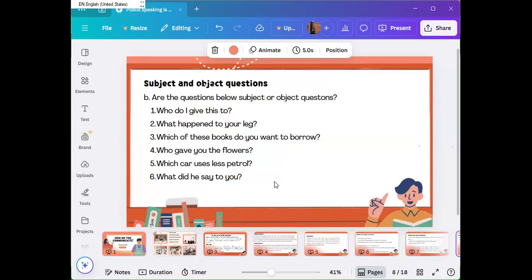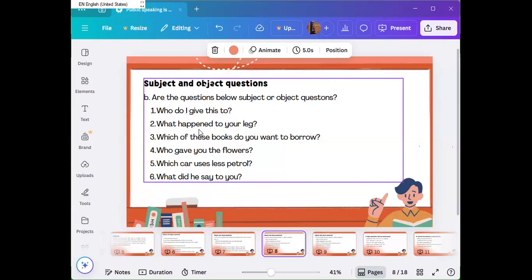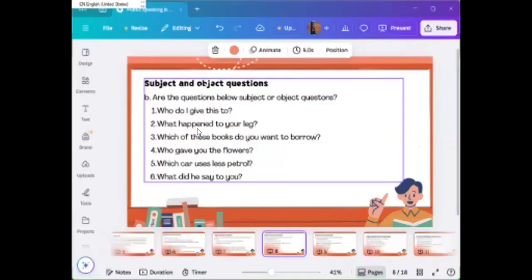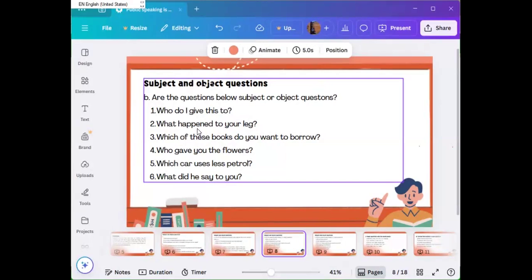Okay, next one: are these questions subject questions or object questions? You have to divide. So number 1, who do I give this to? Who do I give this to? What do you think this question is? Object question.